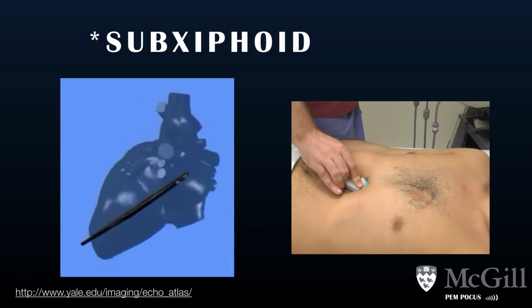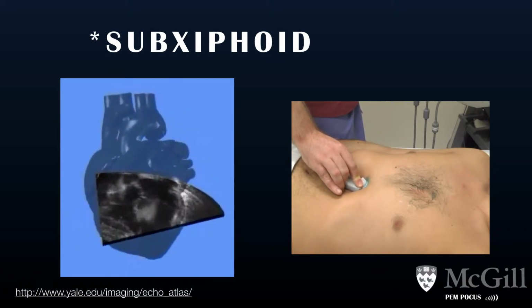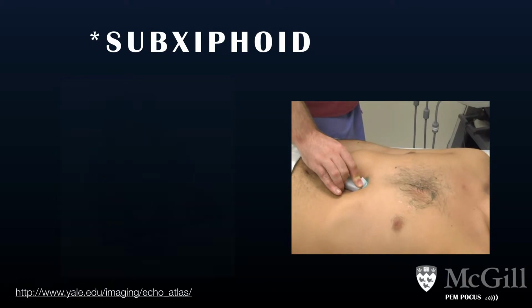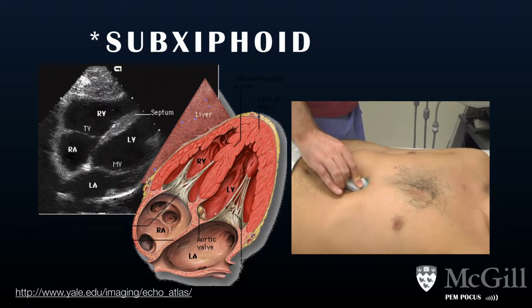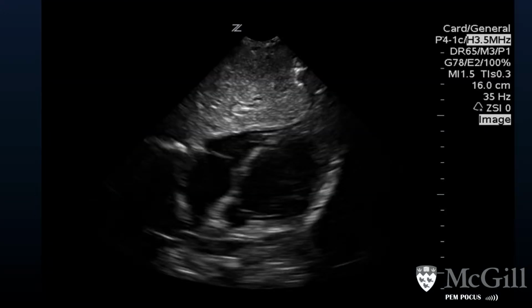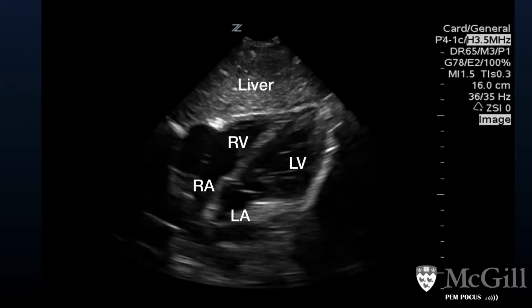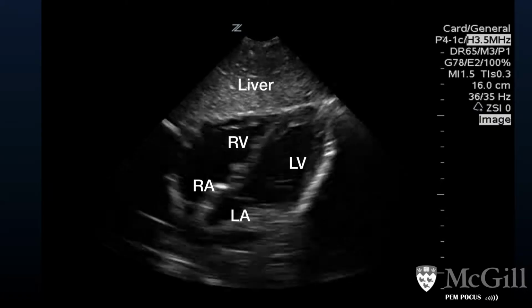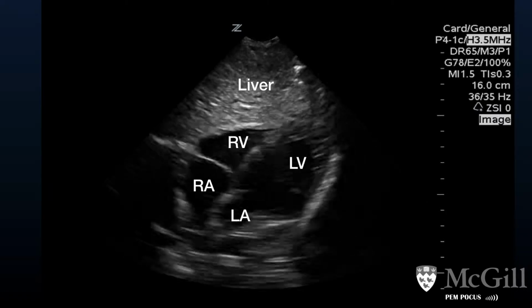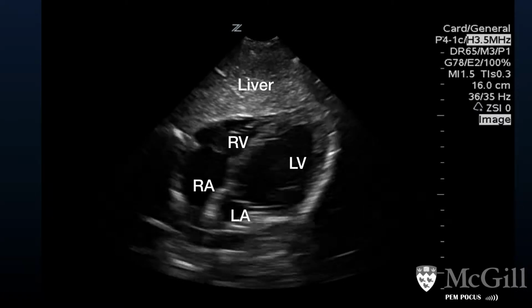The sonographer will be able to see the liver, RV, and LV deep to it. In this view, the pericardium can also be visualized. Here's a video demonstrating the normal heart in a subxiphoid plane. Please notice the hyperechoic line demonstrating the pericardium in this view.